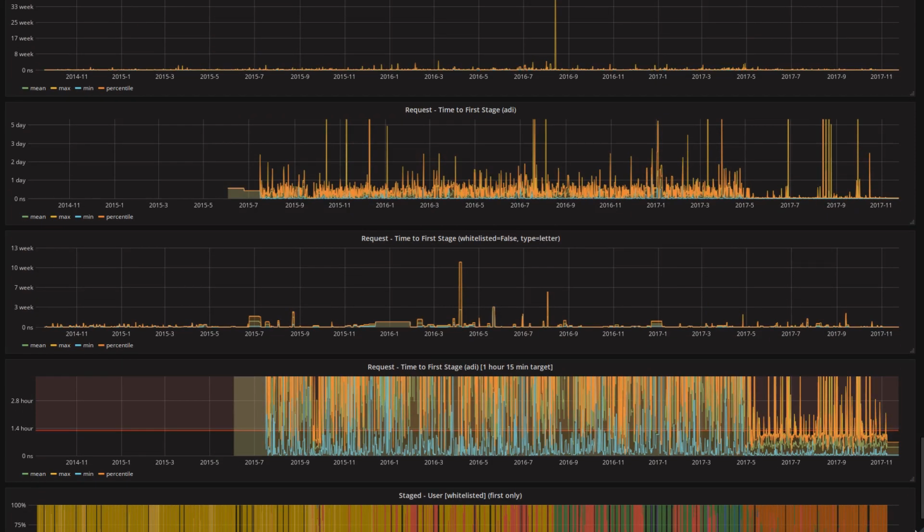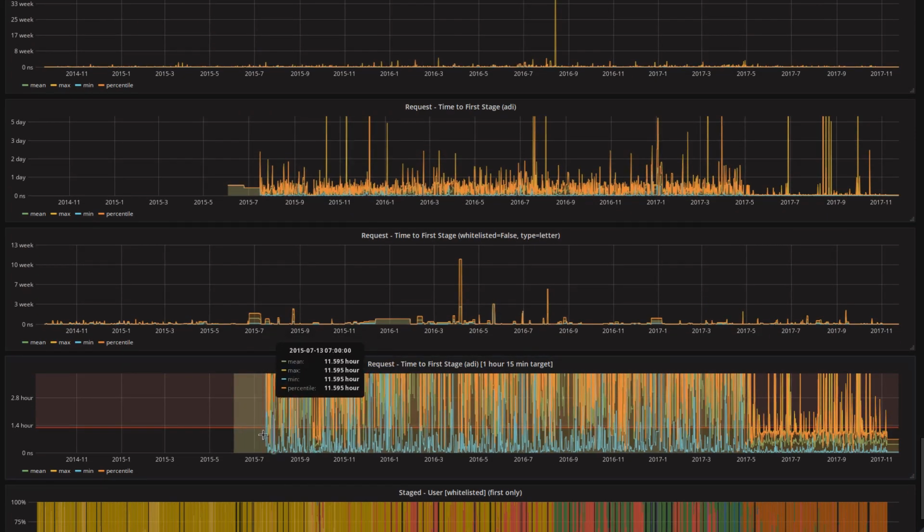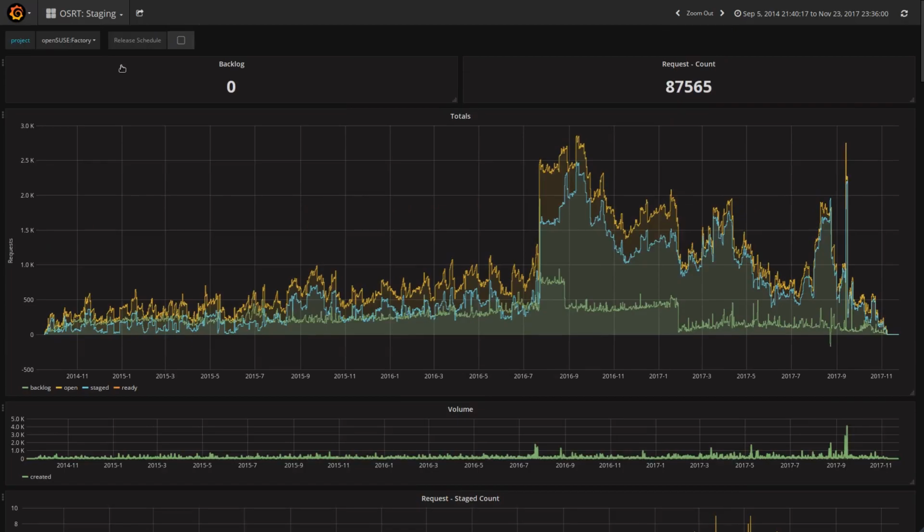Same sort of things on here. You can see when the ADI projects were first introduced, which is kind of interesting because there's obviously absolutely no data on all those graphs before that. This one because it's letter, but... So again, some interesting things you can tell.